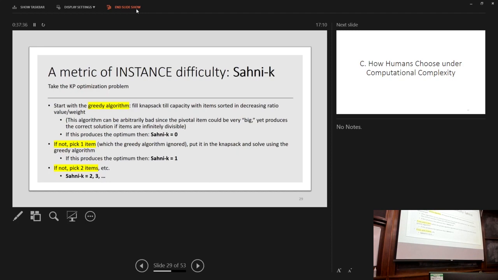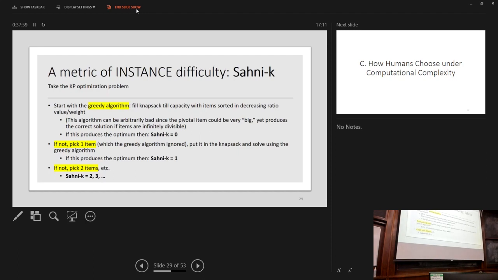If the greedy algorithm gives you the optimum, then it's an easy problem, because you can find this algorithm very easily. You don't have to think about this, you just have to rank order. People are very good at rank ordering. We call that an easy one, and Sonic A is 0. These are the easiest ones.